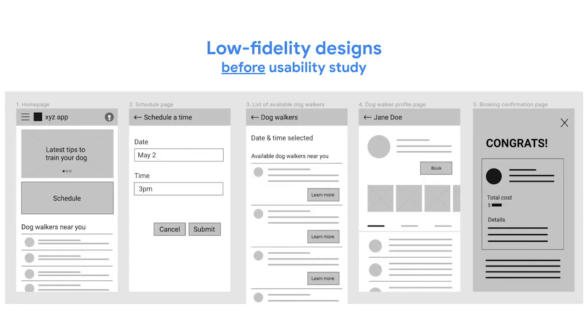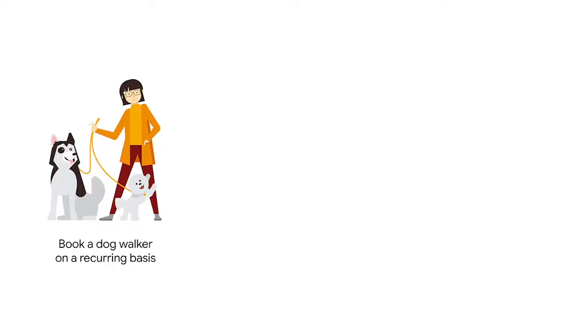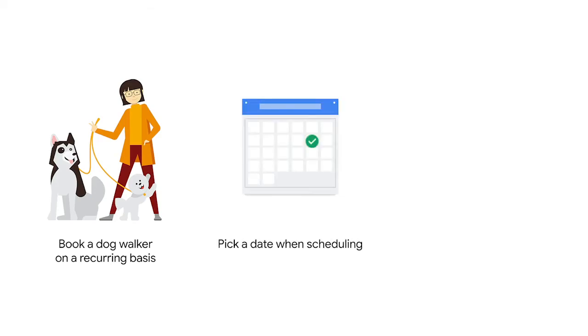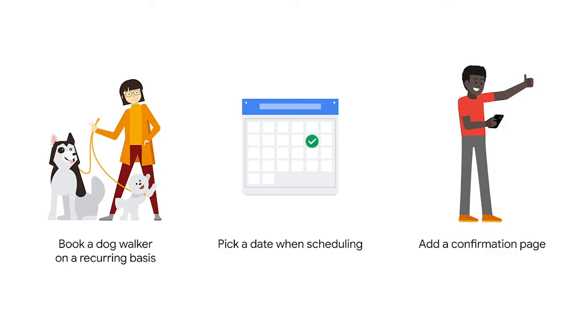As a reminder, here are the low-fidelity designs for our Dog Walker app before the usability study. There are 3 insights from our research that we'll focus on as I iterate on the wireframes. First, I'll make it possible to book a dog walker on a recurring basis. Then I'll make it easier to pick a date when scheduling a dog walker. And third, I'll add a confirmation page before the Book a Dog Walker page.